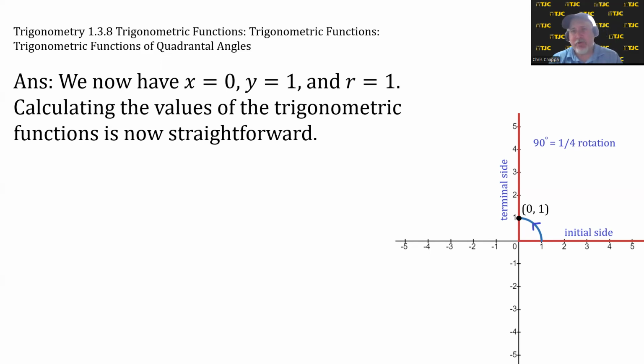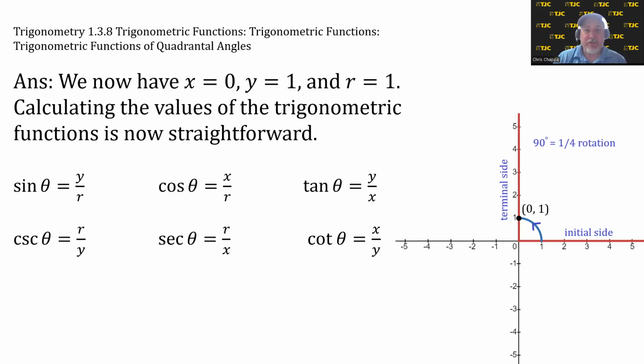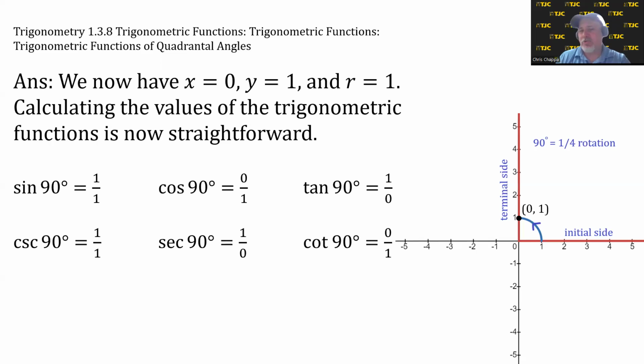Now we have x equals 0, y equals 1, and r equals 1. Calculating the values of the trigonometric functions is now straightforward. Here are our definitions, which you still need to have memorized. And here they are with 0 substituted for x, 1 substituted for y, and 1 substituted for r.